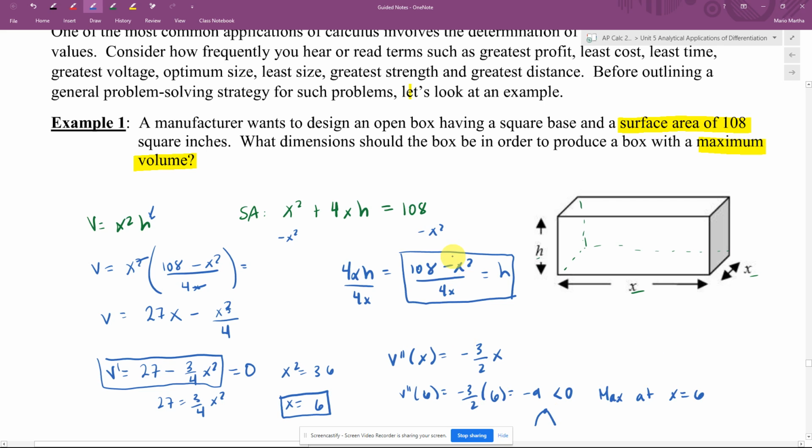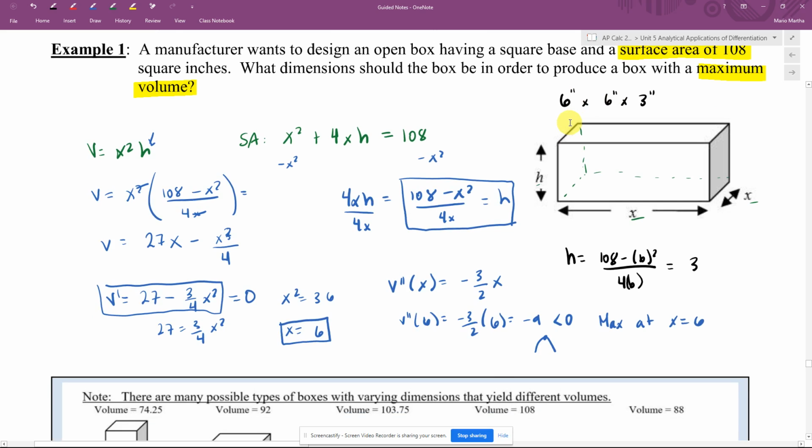Now we want to figure out h by plugging in 6. So h equals 108 minus 6 squared, all over 4 times 6. And that gives us a total of positive 3. So the dimensions of the box are going to be 6 by 6 by 3 inches.